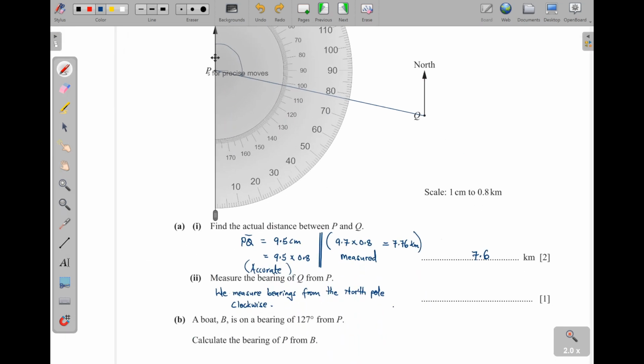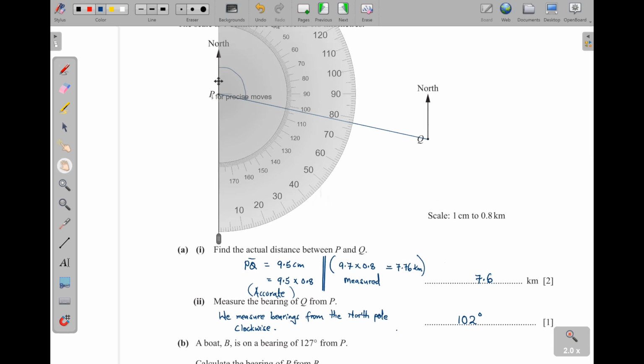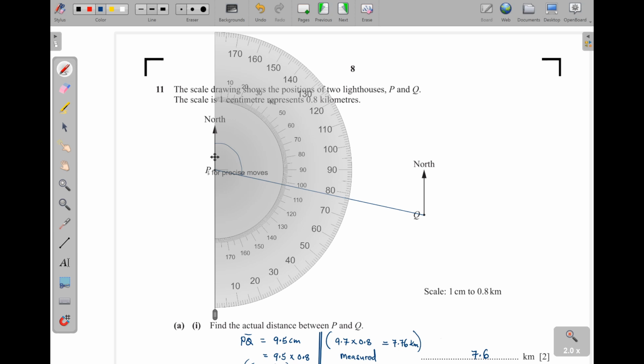So you come here and write 102 degrees. If you find that the angle is less than 100, maybe Q is around here, and you measure this one is less than 100, then you would begin with a 0. Maybe it is 75, so you write 075. So that is that.